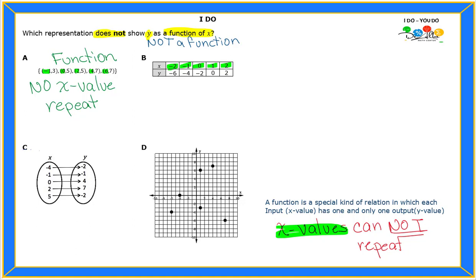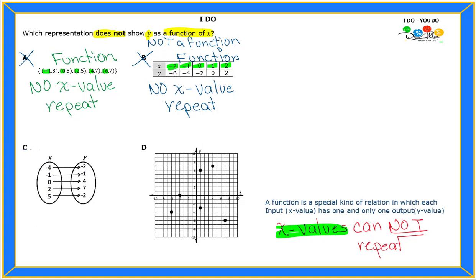So can you look at those values and answer the question? Do you see any of the x values repeating? No, right? I got -2, -1. No, none of the x values repeat. So we say no x value repeats. Therefore, this is a function. So far, A and B are functions. That's not what I'm looking for. I'm looking for something that is not a function.